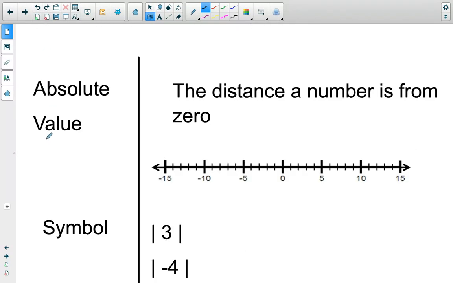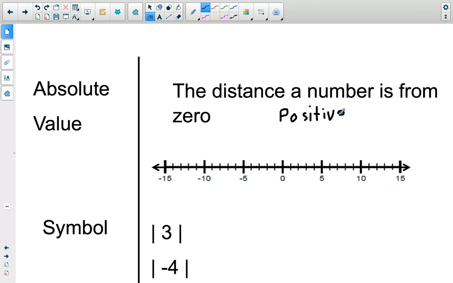Now, absolute value, here's another definition we need. Absolute value is the distance a number is from 0. So, if I said, what's the absolute value of -5? -5 is 1, 2, 3, 4, 5 from 0. So the absolute value of -5 is 5. Absolute value is always a positive number. Always positive. Or as I like to say, it's absolutely, positively, always a positive number.